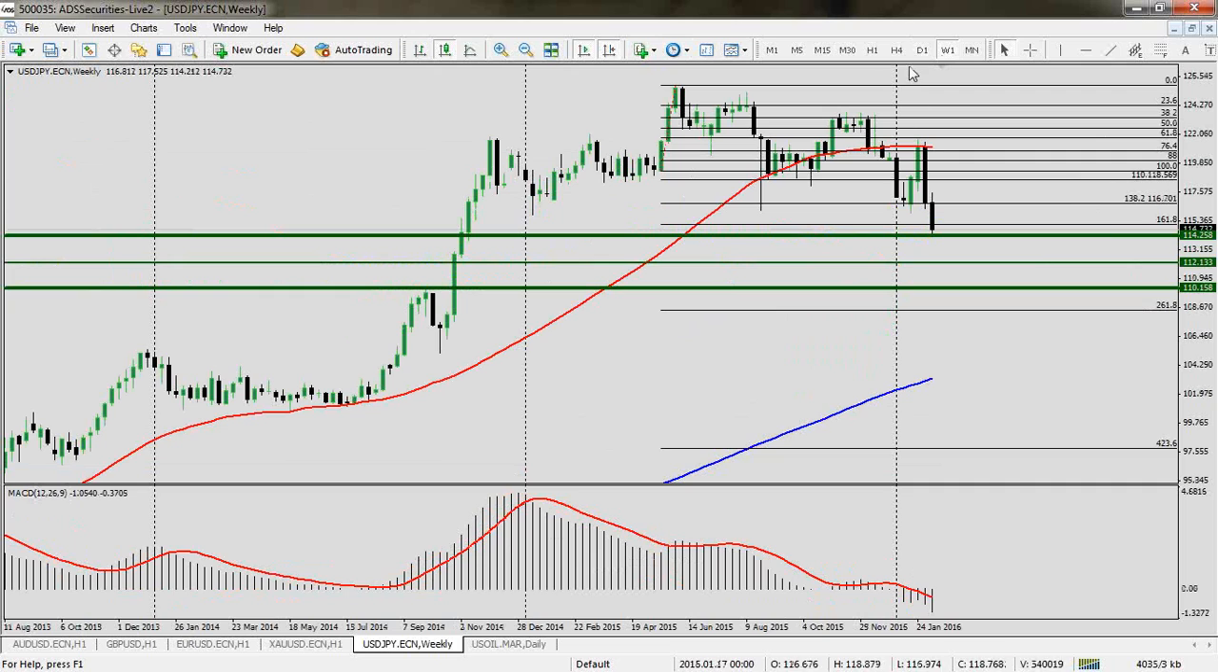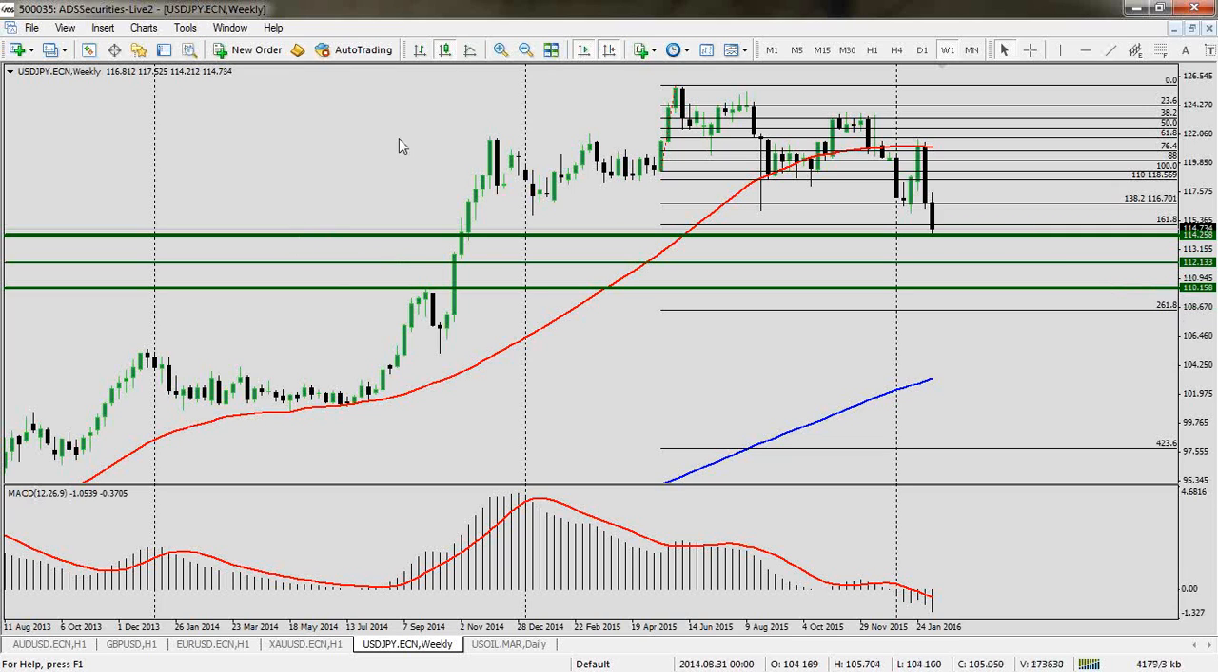I'm going to put it on the weekly time frame, and I want to share this with you. I just drew these support lines. The two dark green support lines are major, historic support lines, and the middle one is a minor, but also historic, support line. So for USD Japanese yen, we are looking at three support lines: the first one at 114.25, the second one at 112.10, and the third one at pretty much the 110 level.